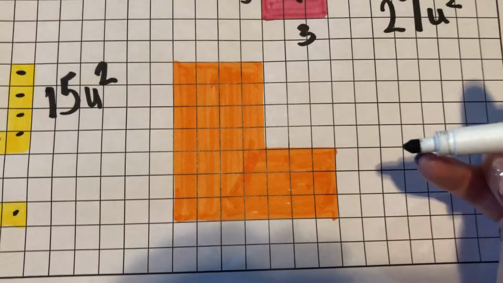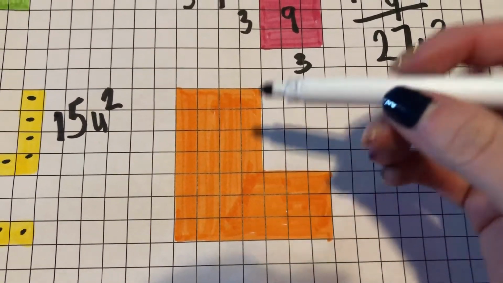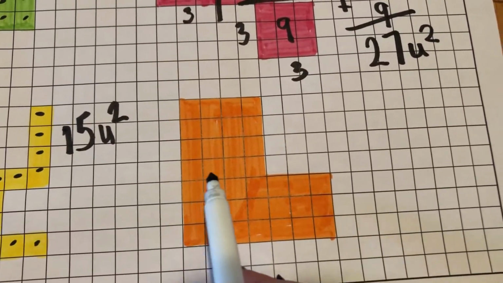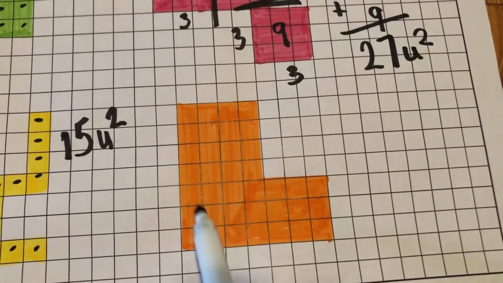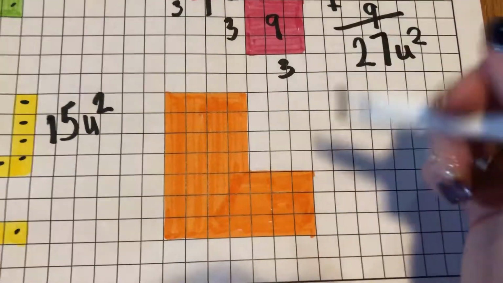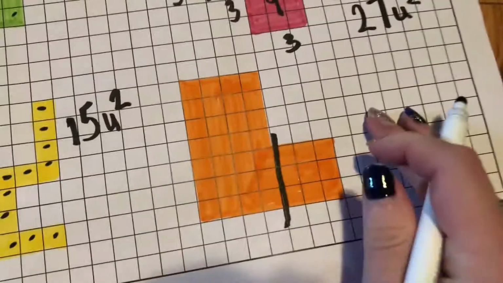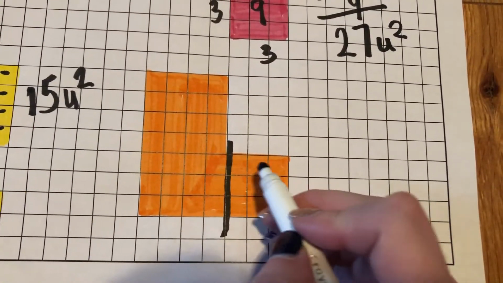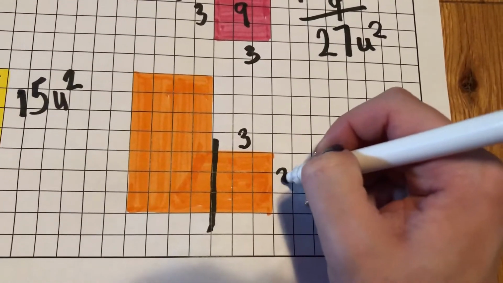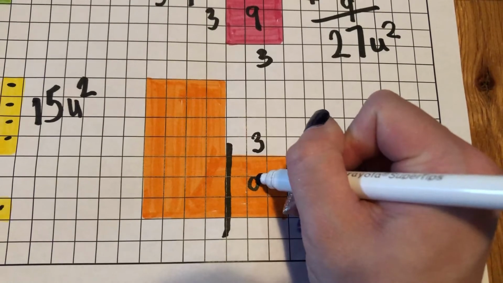So for this shape, there's a couple different ways that I could break it up. I see I could draw on this line right here and make this big rectangle and this little square. Or I could draw this way and make a slightly bigger square and a longer rectangle. That's totally up to you, however you want to. I think I am going to do it right here. We'll start with the little square first. So I see I've got 3 columns and 3 rows. So 3 times 3 is 9.